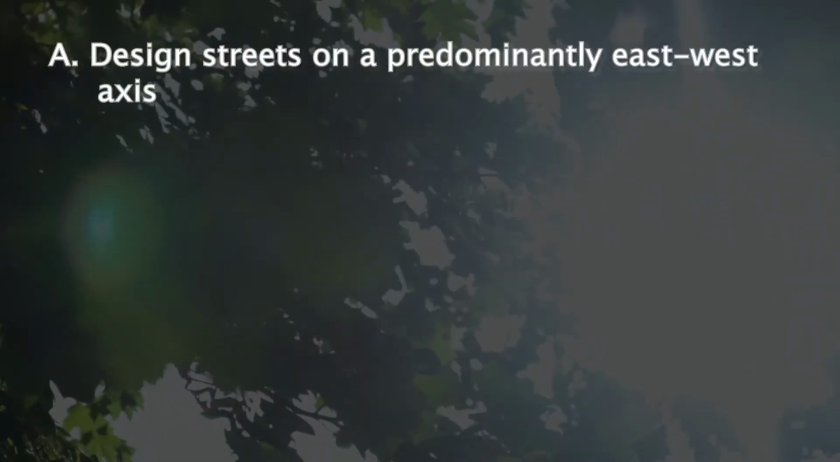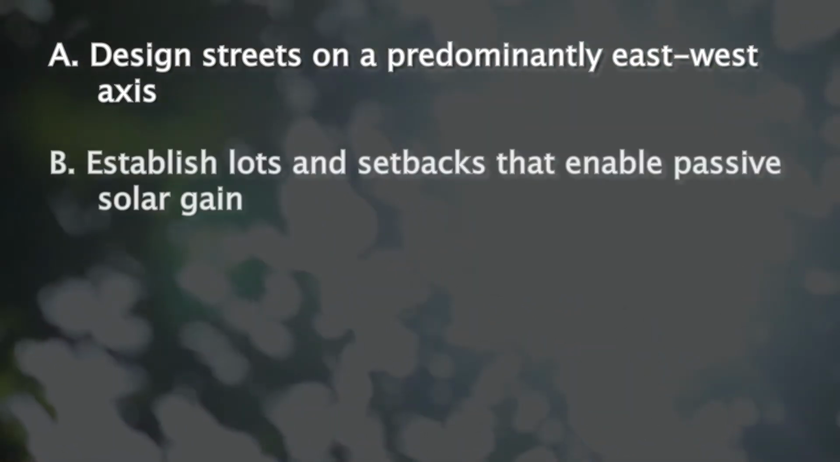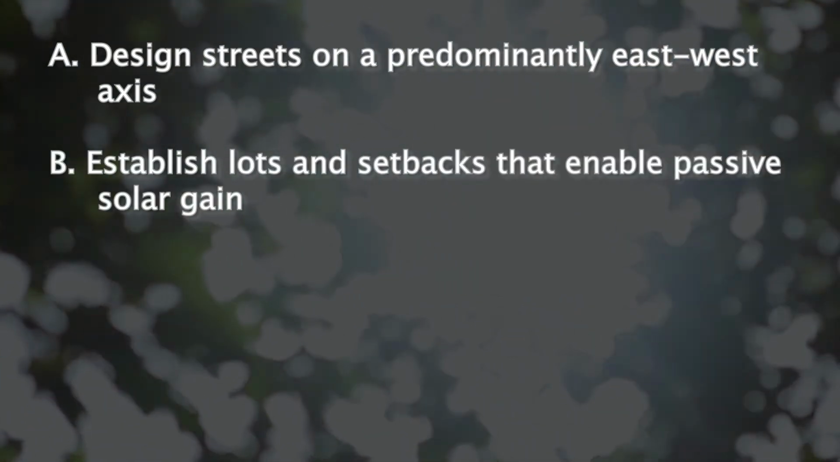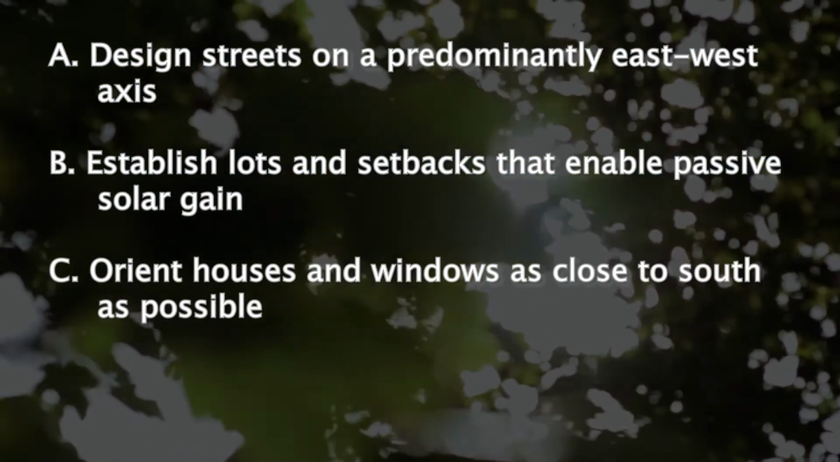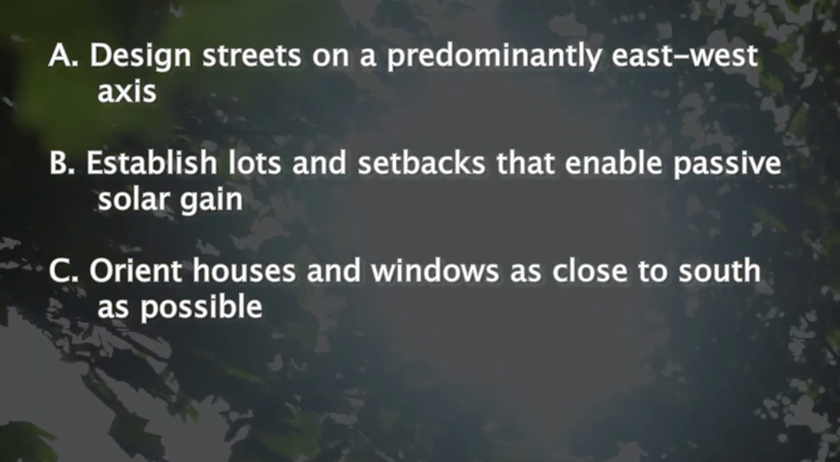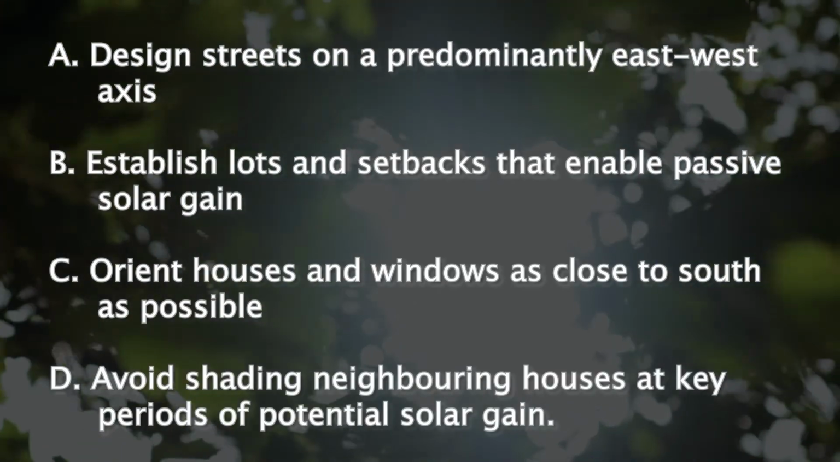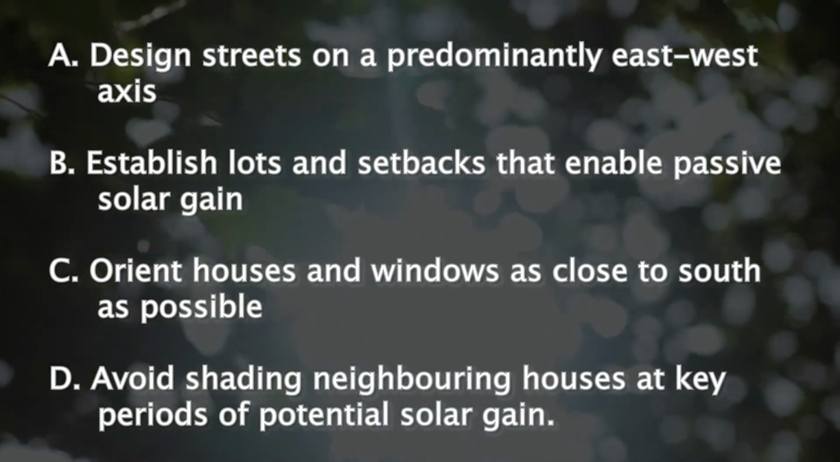Land development is a substantial contributor to climate change. This comes from urban sprawl, the extensive use of mechanical systems in buildings, heat islands, and so forth. Planning for passive solar gain is one way to help mitigate this. To recap, to maximize our potential for passive solar gain, we want to design streets in a predominantly east-west axis, establish lots and setbacks that enable passive solar gain, orient houses and windows as close to the south as possible, and avoid shading neighboring houses at key periods of potential solar gain.